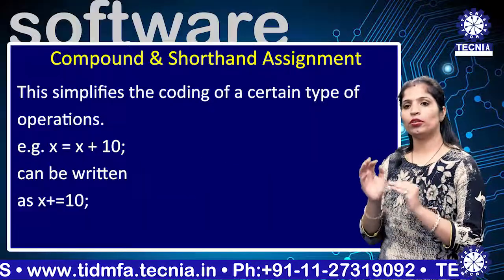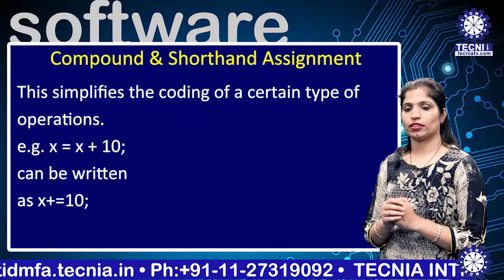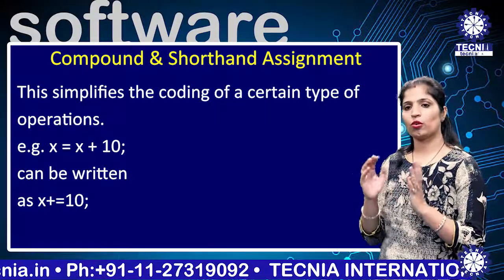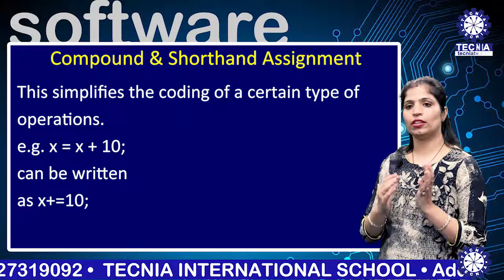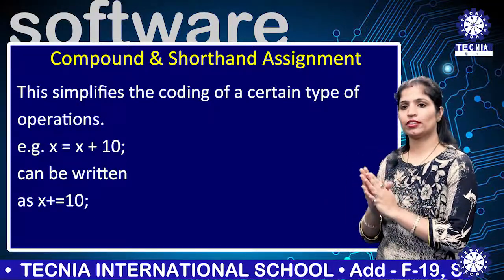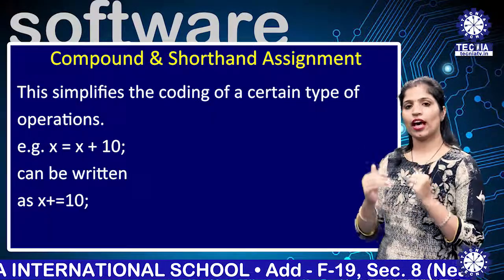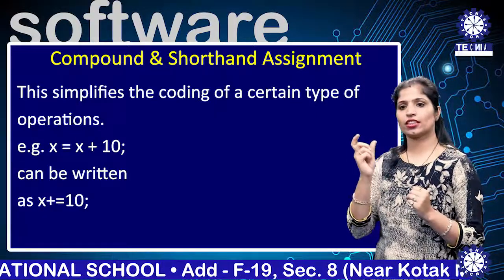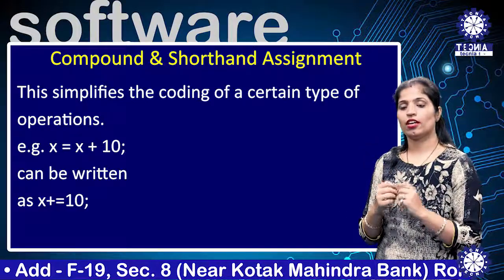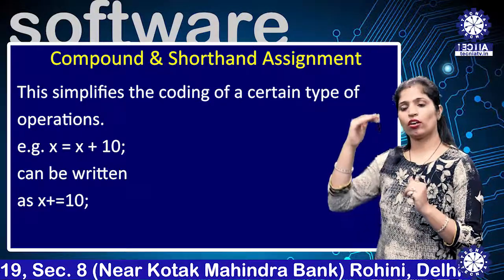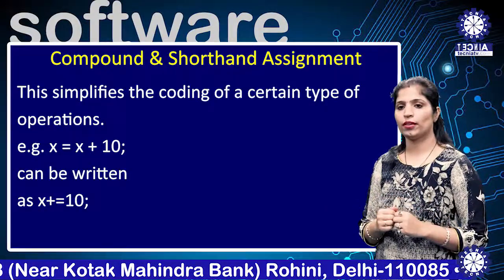Next is compound or shorthand assignments. This simplifies the coding of certain types of operations. For example, x equals x plus 10. This expression can be written as x plus equals 10, which simplifies the expression. This operator exists for all of the binary operators.